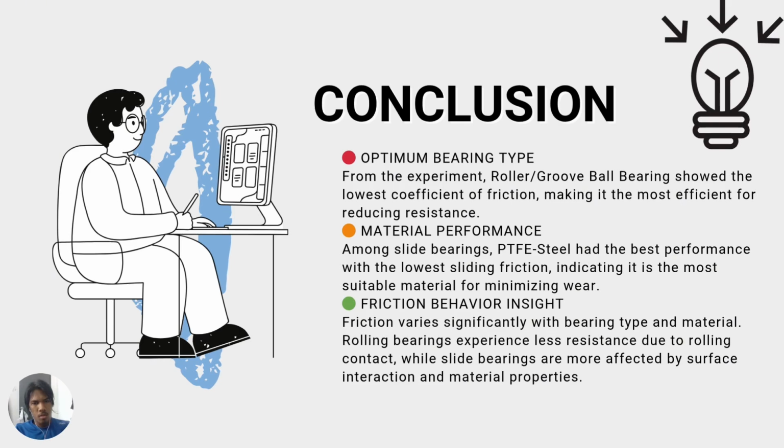Friction varies significantly with bearing type and materials. Rolling bearings experience less resistance due to rolling contact, while slide bearings are affected by surface interaction and material properties.